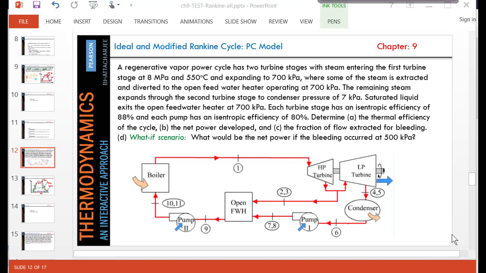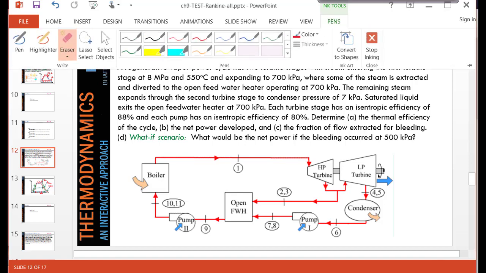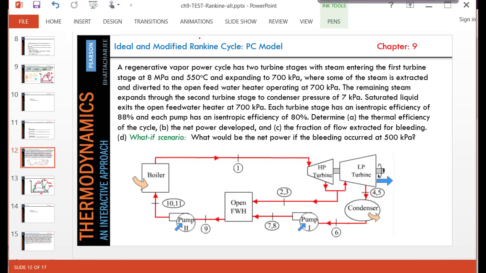Hello and welcome. This is a regenerative Rankine cycle, a fairly complex problem. As you can see, there is an open feedwater heater and steam is bled. The turbine is split into a high pressure and a low pressure turbine. And to make things more complicated, each of the turbines has an isentropic efficiency of 88%. Likewise, the pumps are also not isentropic.